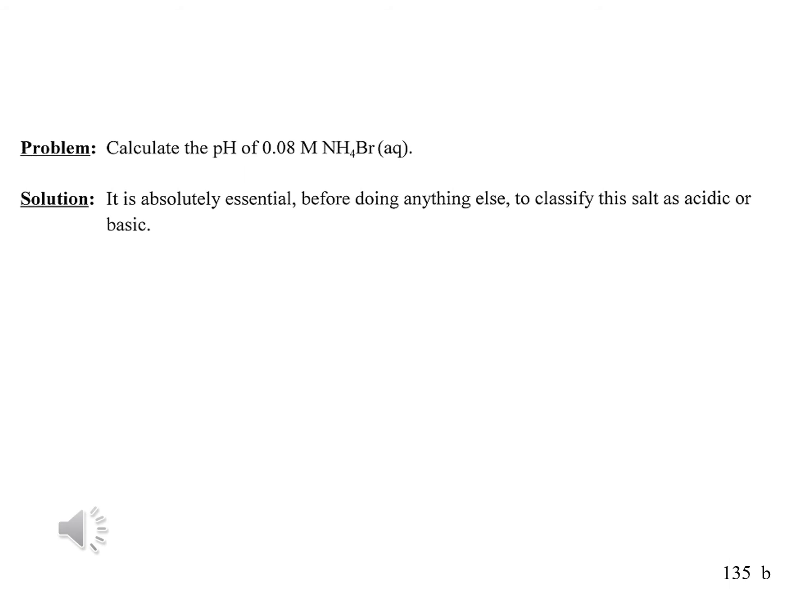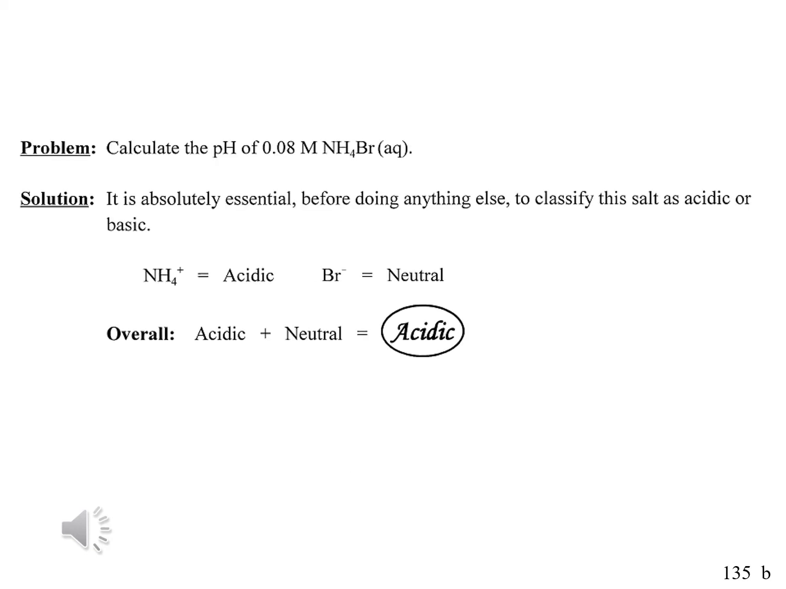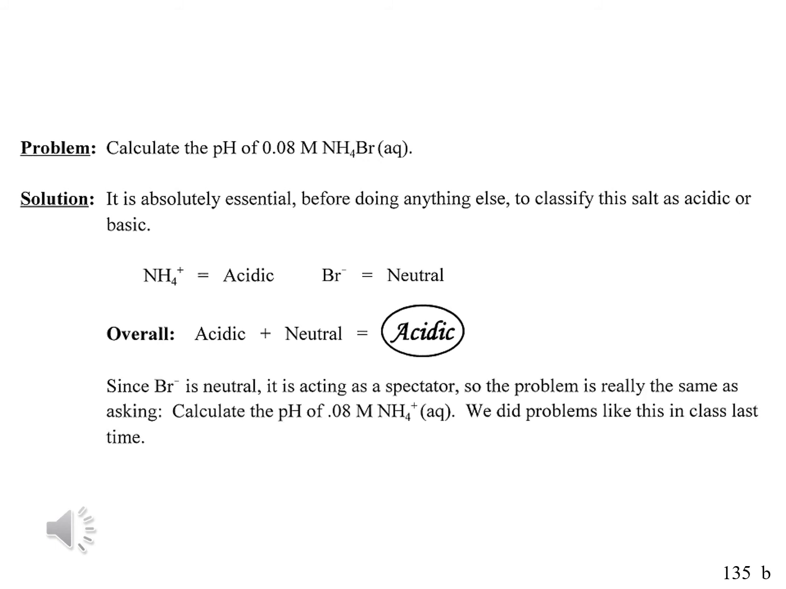This problem is asking you to calculate the pH of ammonium bromide, 0.08 molar. We're going to have to classify this salt also. Everyone knows that ammonium is the acidic cation because it's on the left of the arrows in the Ka table. Bromide is neutral because it comes from a strong acid, HBr, and if you put acidic plus neutral, you get an acidic salt.